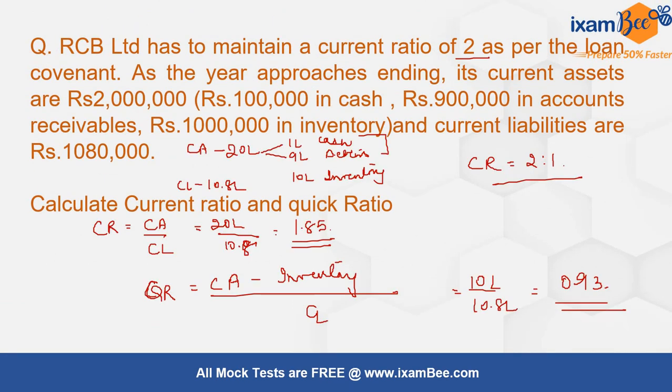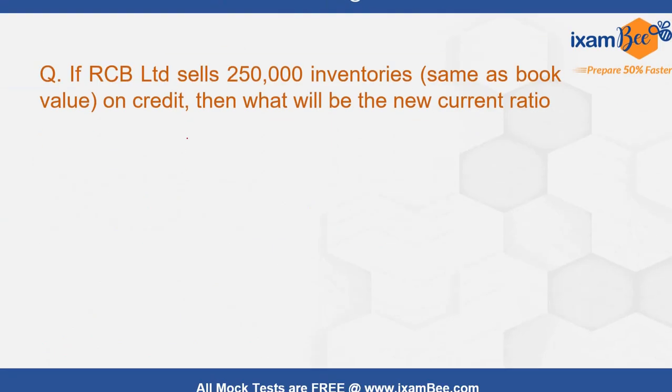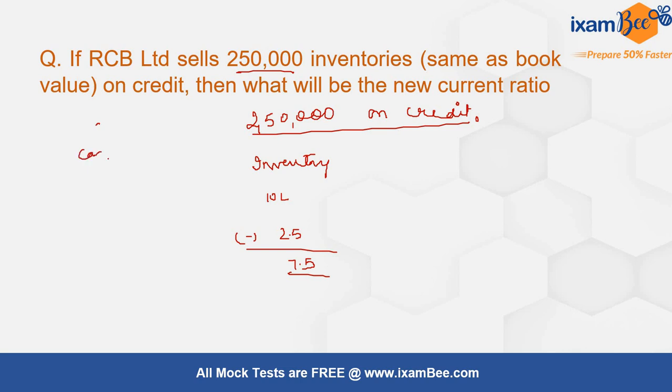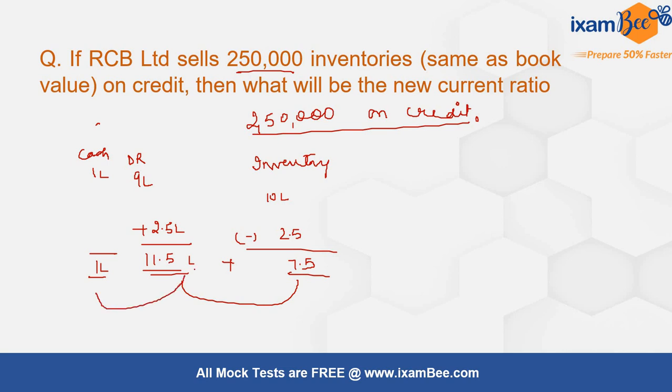How did I get the opening value? From here. The opening value of cash is 1 lakh, the opening value of accounts receivable is 9 lakh, and the opening value of inventory is 10 lakhs. You are selling 2,50,000 worth of inventory, so you'll deduct it here. Since you are selling it on credit, your debtors will go up. So the amount of debtors will be reflected at 11.5 lakhs. Inventory will be 7.5 and the cash will be 1 lakh. In total, if you total up all the current assets, which is cash plus debtors plus inventory, you will get an amount of 20 lakh here as well.